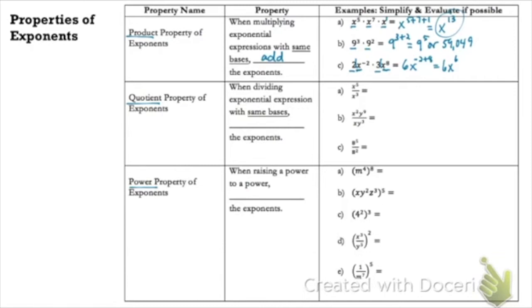Now our next property is the quotient property. Now when we're dividing, if you remember, quotient means divide, exponential expressions with the same bases, we're going to subtract the exponents.